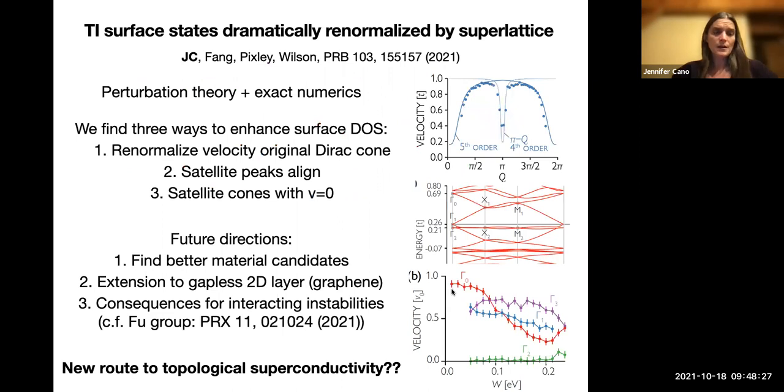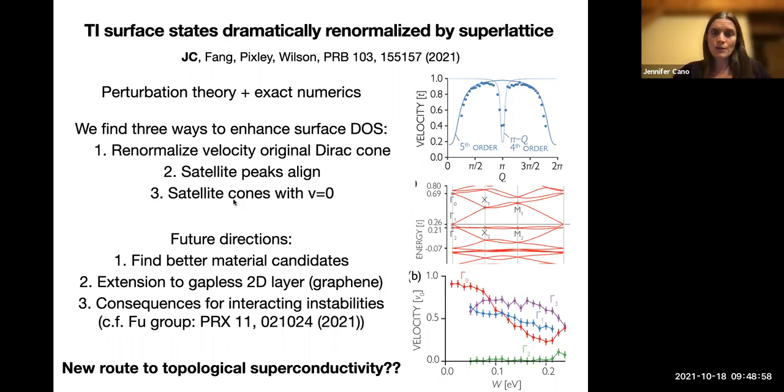So I'll summarize here. What we're looking at here, our main result, is that we can dramatically renormalize the surface states on the surface of a topological insulator by applying a superlattice potential. And we've shown this in a few different ways, perturbation theory and exact numerics. And we've looked at these two different models with the numerics, this Bernevig-Hughes-Zhang toy model, as well as our ab initio model of bismuth selenide.